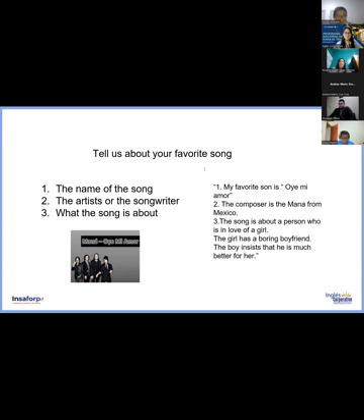Okay. My favorite song is God of the Impossible. The composer is Marcos Barrientos from Mexico. The song is about the power of God to make the impossible possible for the glory of his name. Oh, Marco Barrientos, yes, he has beautiful songs. Okay, it's about God, that song.